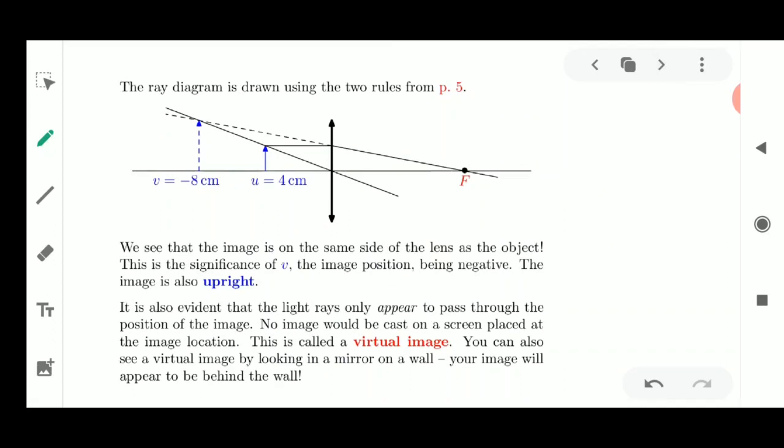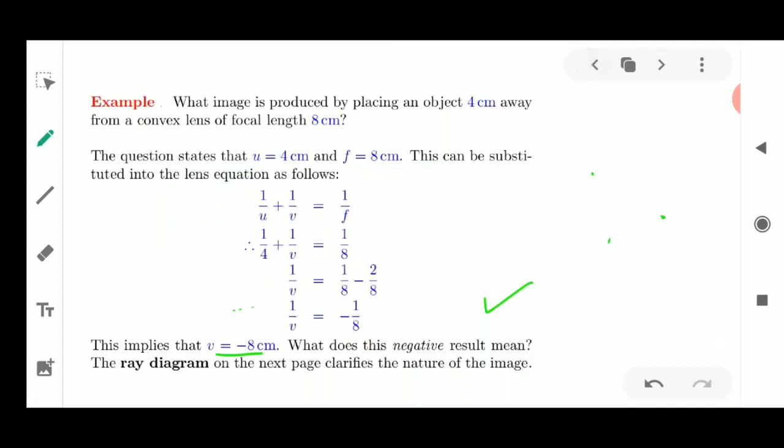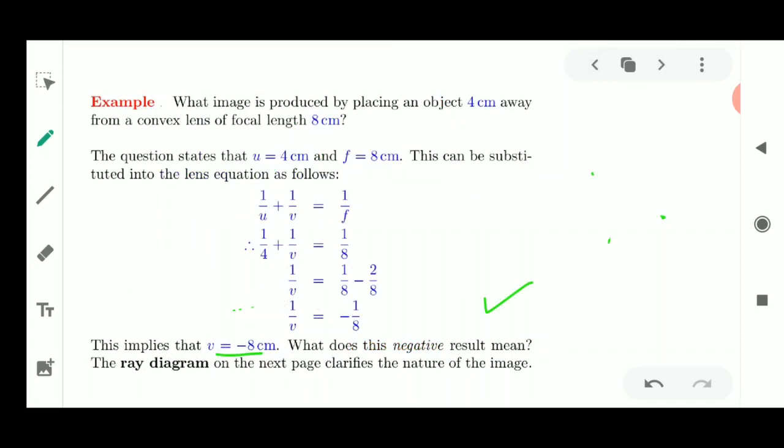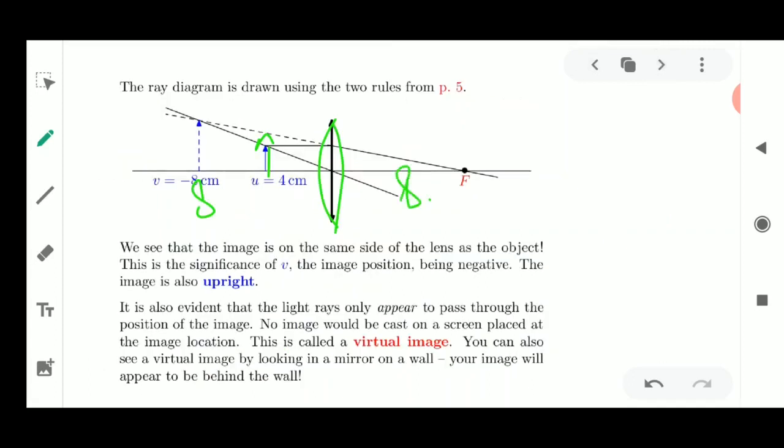Okay, so the ray diagram will be drawn like this. This is a convex lens again, where the object is placed 4 centimeters away, that is u is equal to 4 centimeters, and you got v as 8 centimeters. And what about f? Focal length is also 8 centimeters. So here, whenever the ray of light is parallel to the principal axis, it always passes through the focus.